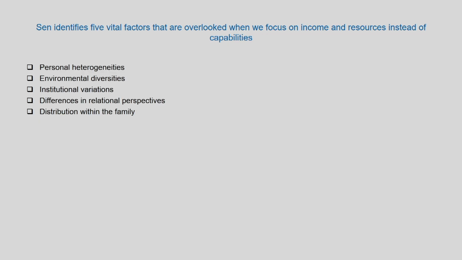So, these institutional variations need to be kept in mind before designing a public policy or a development policy, and this is also something which is generally overlooked when income and resources are the overwhelming evaluative frameworks which guide development policies. Similarly, he is also talking about differences in relational perspectives, and this is something very important which the capabilities approach harps on.